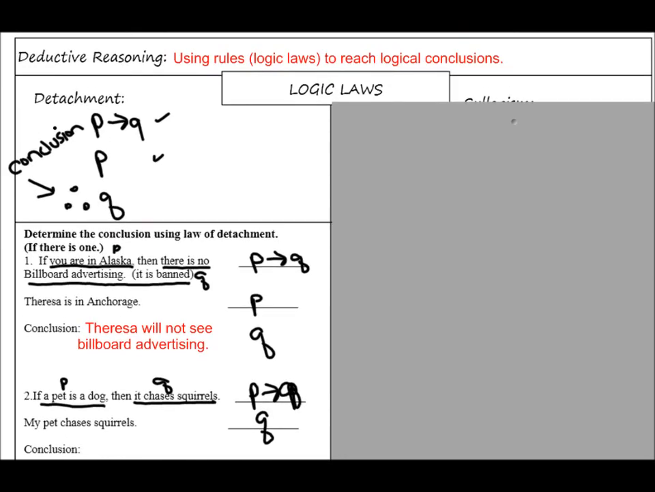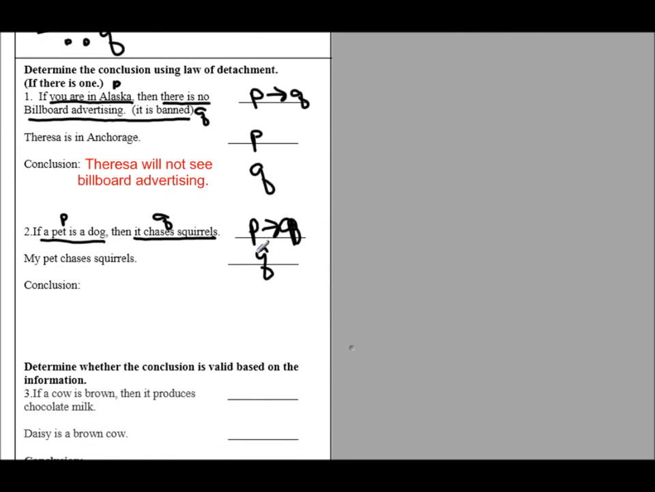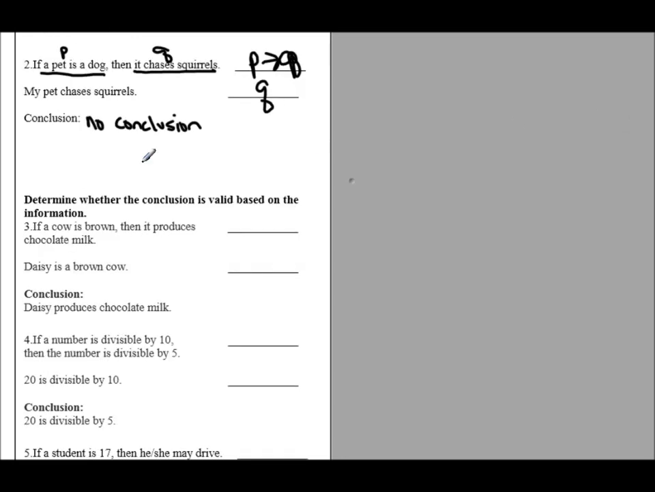If you look back at our logic law for the Law of Detachment, it said we had to have P then Q, and then we'd have to refer to P again. Well, here we have P then Q, and they refer to Q. So because it doesn't say P then Q, P, we can't reach a conclusion because it doesn't follow the Law of Detachment. So no conclusion can be made about this pet that chases squirrels. And the reason being is you can have any other pet, a cat that chases squirrels. So just because the pet chases squirrels doesn't necessarily mean that it is a dog. It could be a cat. So that's why we cannot reach a conclusion.